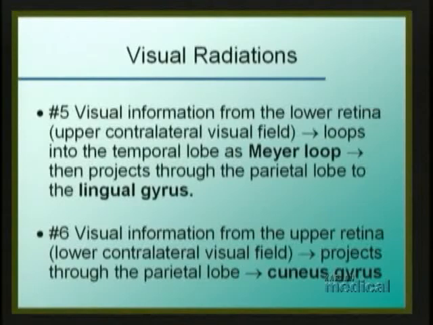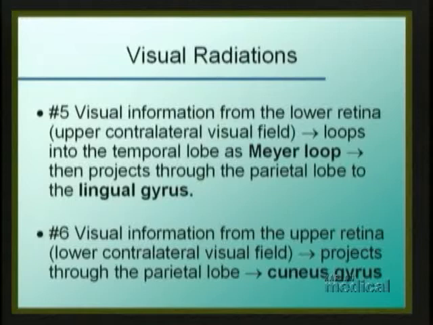First off, you can subdivide them into two groups, because a portion of them, those visual radiations that represent information coming from the upper visual field quadrants, loop through the temporal lobe in the form of Meyer's loop, before then projecting back to the parietal lobe to synapse in a very specific part of primary visual cortex called the lingual gyrus. The lingual gyrus is the part of primary visual cortex that is inferior to the calcarine sulcus.